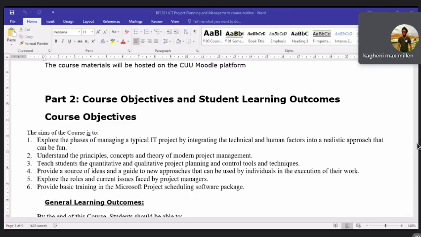Provide basic training in the Microsoft Project scheduling software package. We shall have some time to study and to use Microsoft Project software.